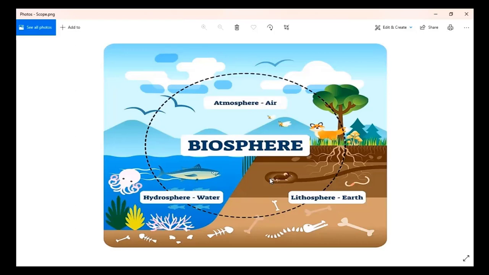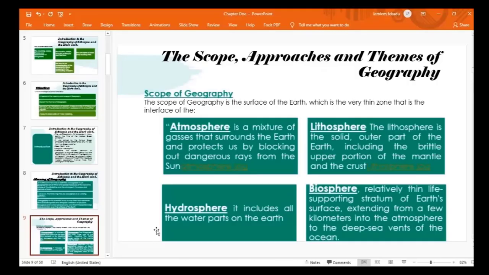is the very tiny zone which is the interface of the atmosphere or air, and the lithosphere, which is the earth, and the hydrosphere, the water part, and the biosphere, which is the living and non-living zone. The atmosphere is a mixture of gases that surrounds the earth and protects us by blocking out dangerous rays from the sun. The atmosphere has 4 layers.